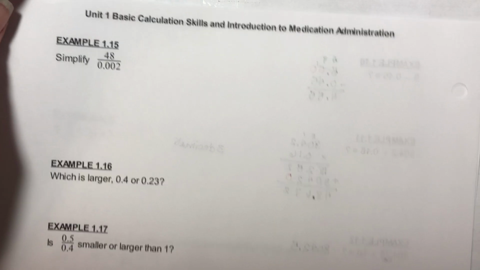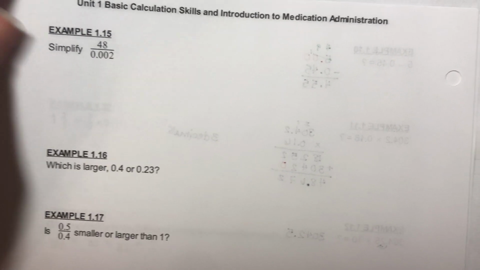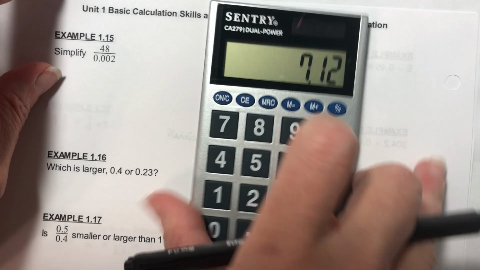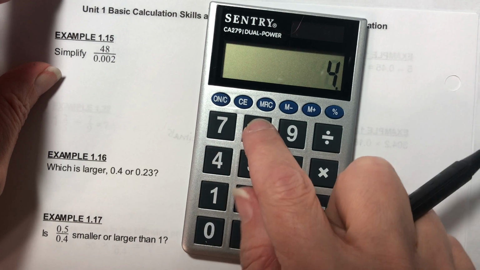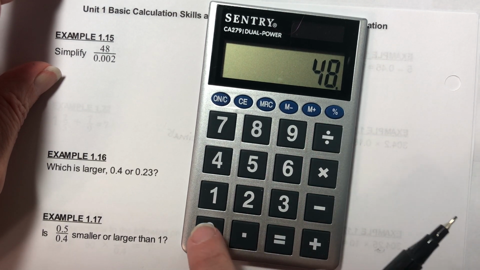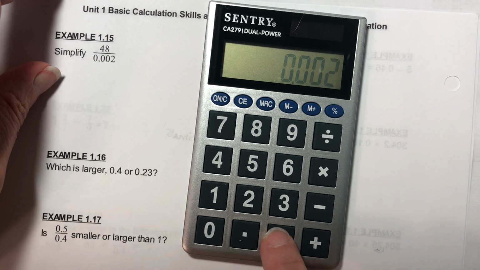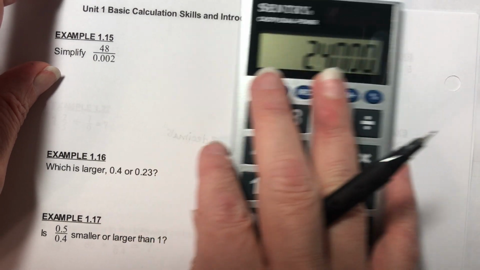All right, so let's look at example 15. All we're being asked to do is simplify. This is a division, so we do 48 divided by 0.002, and that equals 24,000.